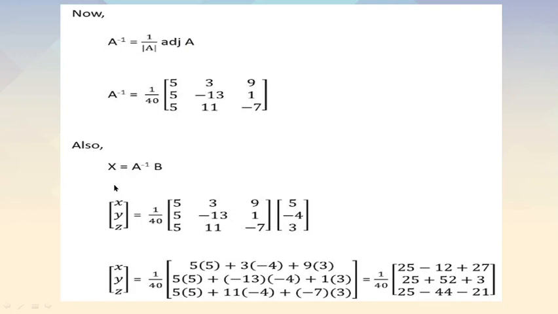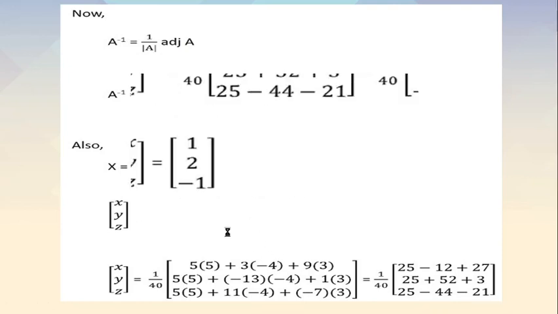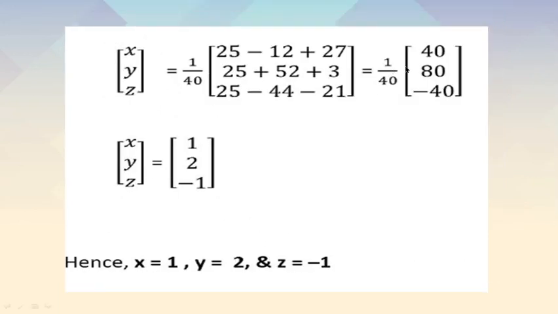Now X is equal to A inverse B. So we will input both the values of these matrices. A inverse is this matrix and matrix B is 5, minus 4 and 3. Now we'll keep 1 by 40 outside as it is and we will multiply these two matrices. After multiplication, 1 by 40 into 40, 80 and minus 40 is the answer. Now we can take this 40 inside. As we can see, 40 is a factor of all these three numbers. So 1, 2 and minus 1.